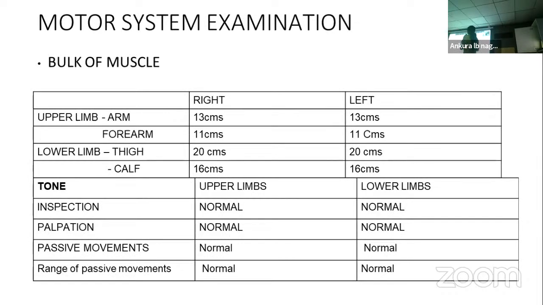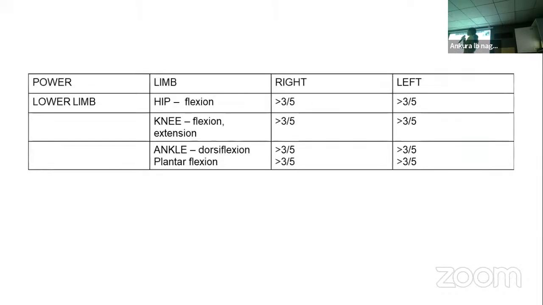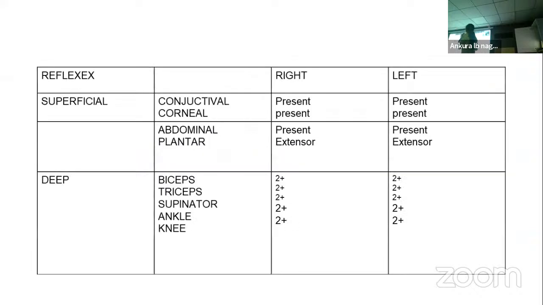Motor system examination: bulk and tone were normal. Even power, for his age, he was only 3 years of age, so we couldn't test partial resistance. Anti-gravity movements were well, so power in all limbs we were assigning as 3/5. Superficial reflexes were present and plantars were extensor bilaterally. Deep tendon reflexes were 2+.